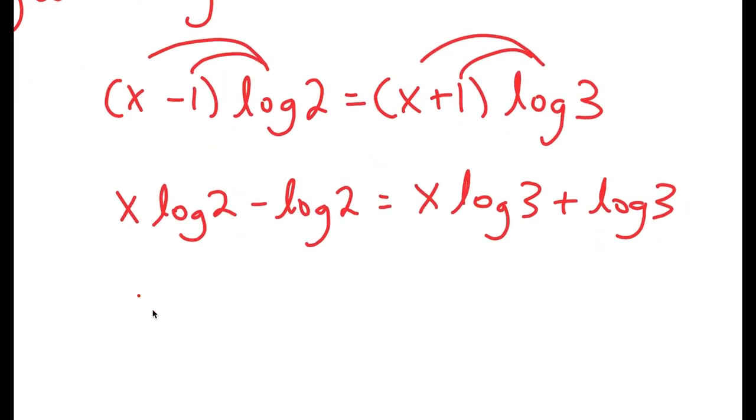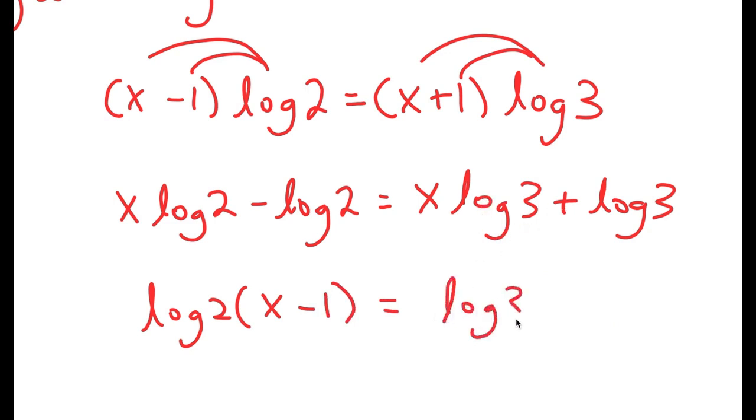For my left-hand side, I can factor out log 2, so I get log 2 times x minus 1, and for my right-hand side, I can factor out log 3. And this is just to check that I distributed it right, and looks like I did because I get the same things.